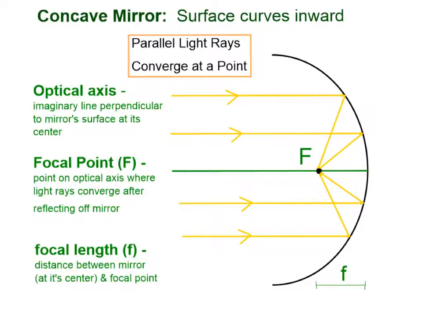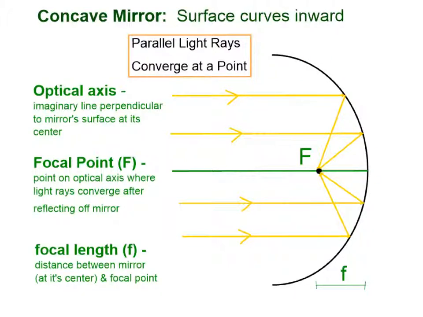Not all mirrors are flat. We can have concave and convex mirrors, and let's take a look at some of those. These are just examples of where you may have seen those types of mirrors before. A concave mirror is one in which the surface curves inward, like this. If this side were silvered for the mirror, this would be a concave mirror.